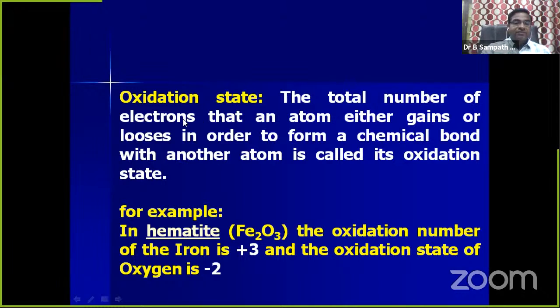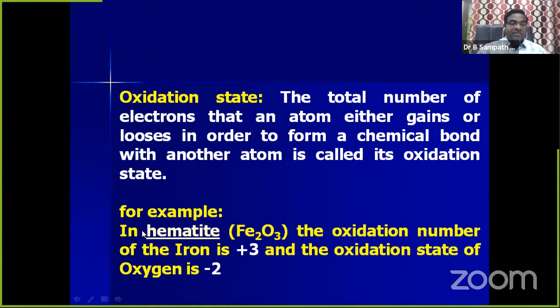The total number of electrons that an atom either gains or loses in order to form a chemical bond with another atom is called its oxidation state. What, children? The total number of electrons that an atom either gains or loses. This means the number of electrons gained or the number of electrons lost by an atom is called its oxidation state. Actually, the oxidation state should be given with positive or negative signs, children.